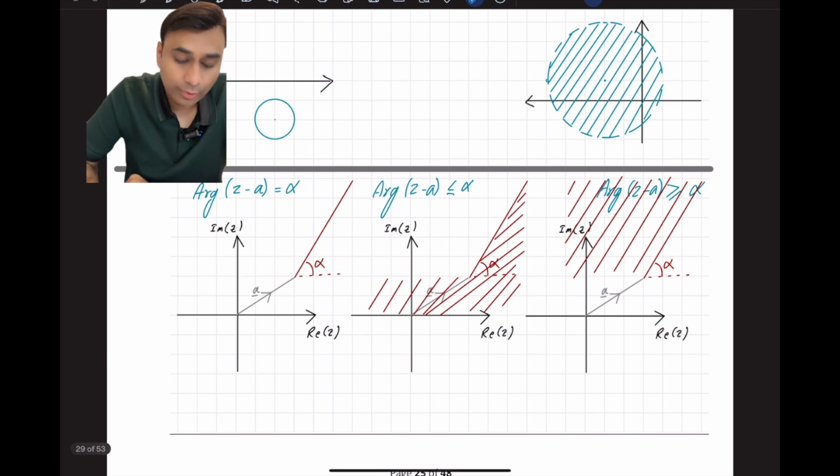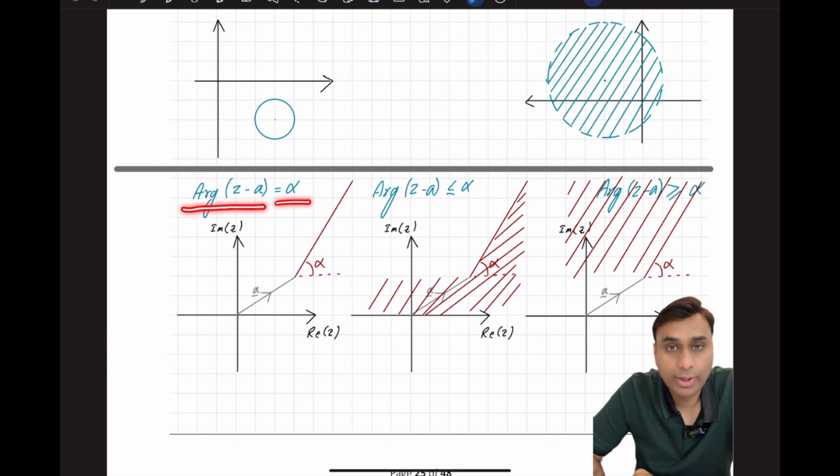The second form that you must know is argument of z minus a is equal to alpha. What you're going to do in this case always is that you again equate this to 0, and you will get a point. Whatever is the point you're going to get, with that point as a starting point, you will draw a half line at an angle alpha.